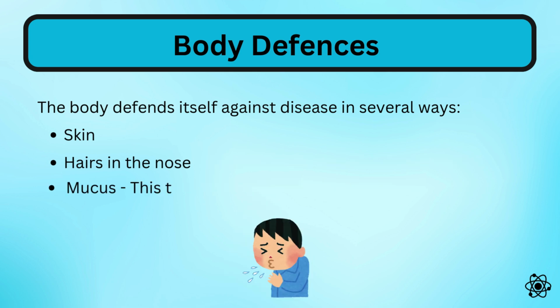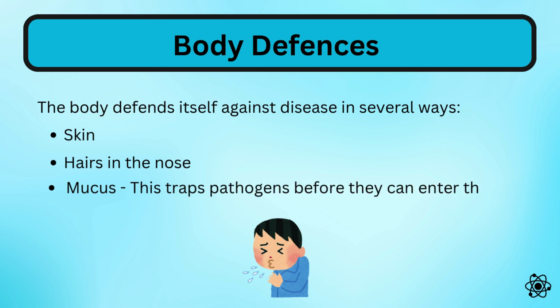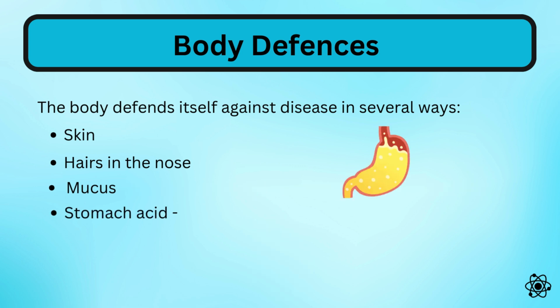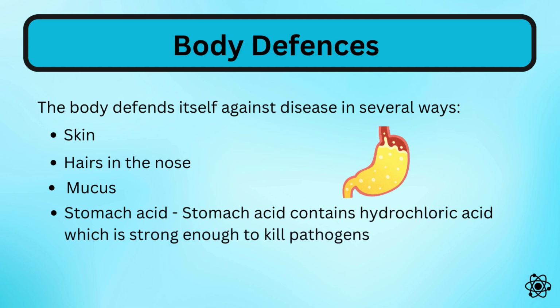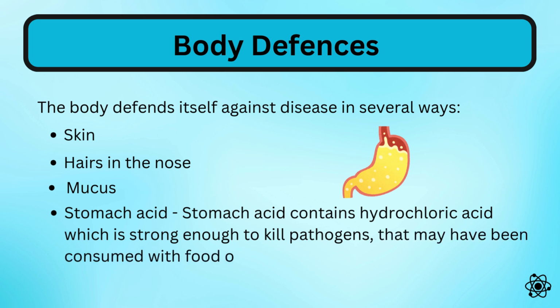Mucus. Mucus is a sticky substance, so it traps pathogens before they can enter the lungs. The trapped pathogens may be removed by blowing the nose, swallowing, etc. Stomach acid. Stomach acid is a chemical barrier against infection. Stomach acid contains hydrochloric acid, which is strong enough to kill pathogens that may have been consumed with food or drink.